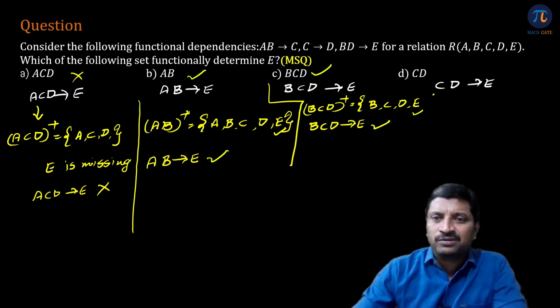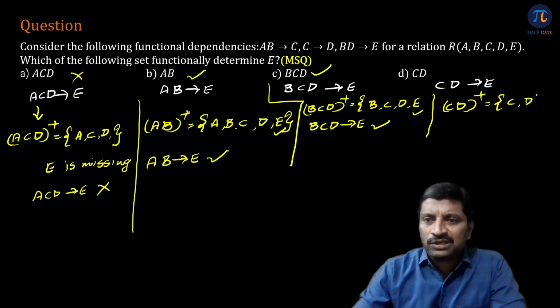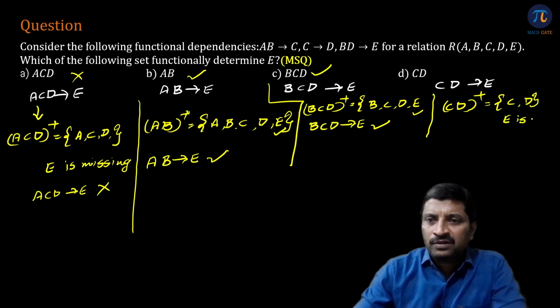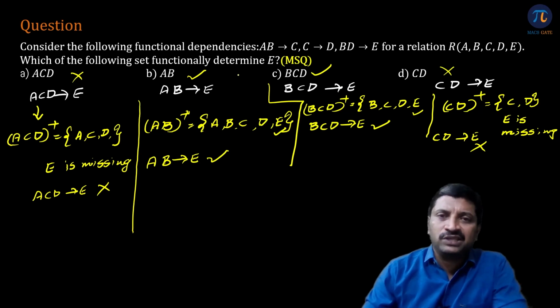What about the last option? Closure of CD plus. With C, I can find C. With D, I can find D. Anything else? No, sir. So here we don't have E. E is not present or E is missing. So this is not valid. So this is also not correct. Only B and C are correct.